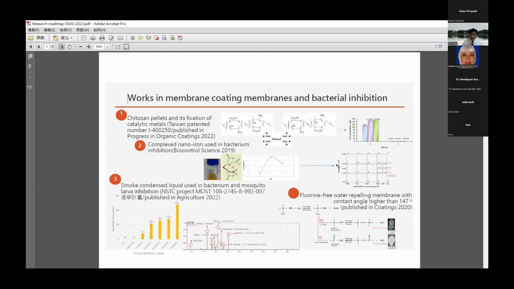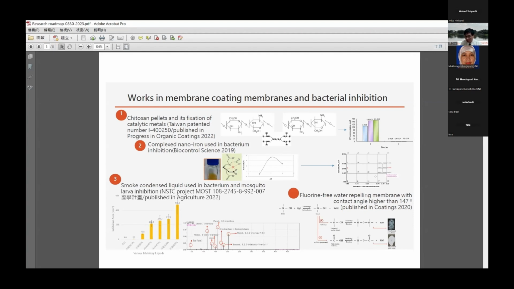Okay, and the fruit tree branch, we actually burn it, but because in environmental engineering, if we burn something, we will produce pollutant substances in the air. To avoid that, we condense that smoke through a condenser into liquid. We analyze the liquid composition, and the composition is mostly phenolic-like substance. We tested this for bacteria inhibition and for mosquito larvae inhibition, and it works quite well.